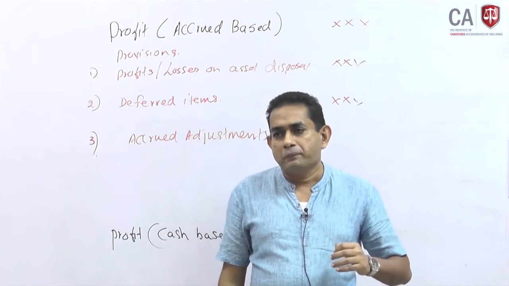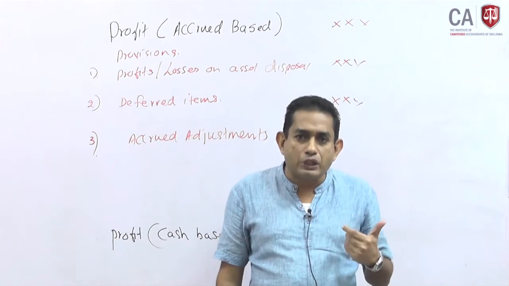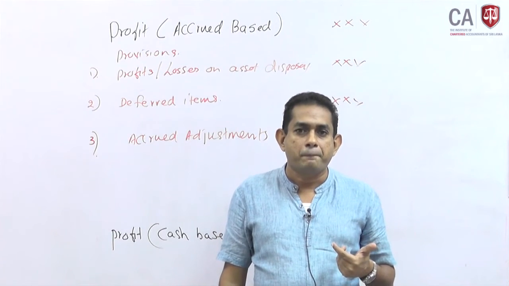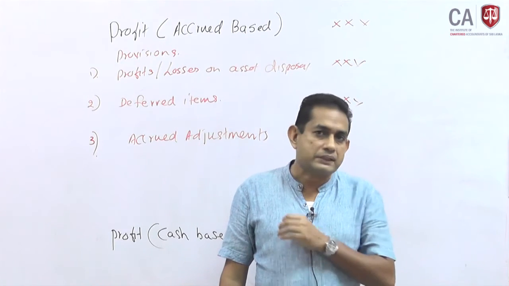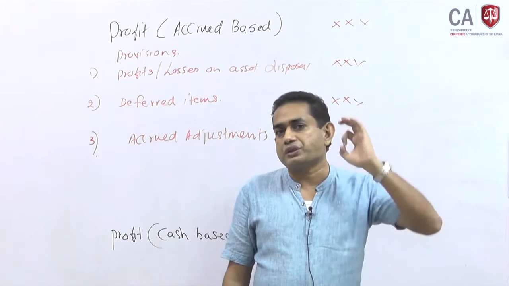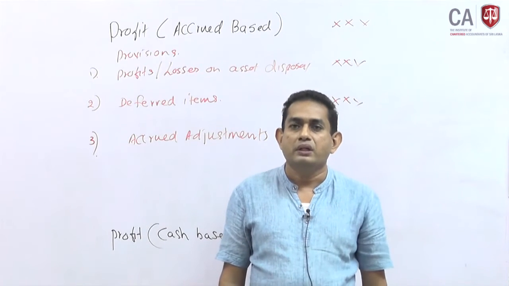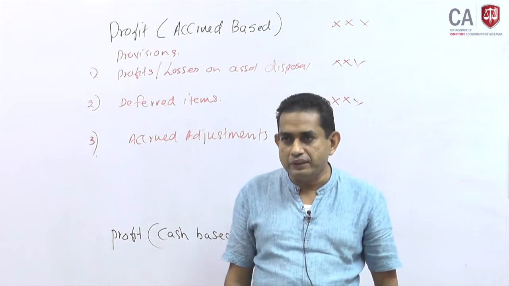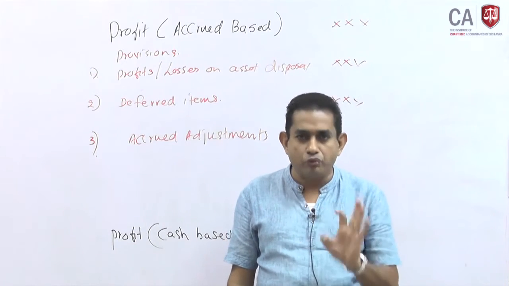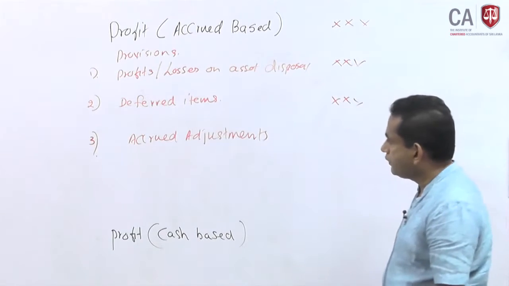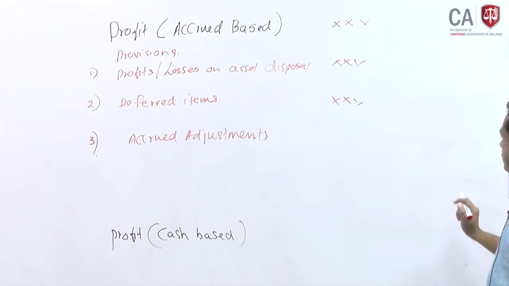It's the effect of accrual adjustments, the effect of accruals, are scattered all over the profit and loss, starting right from sales right up to the profit after tax figure. So you need to sort it out very carefully. So let me explain one by one. Accrual adjustments.